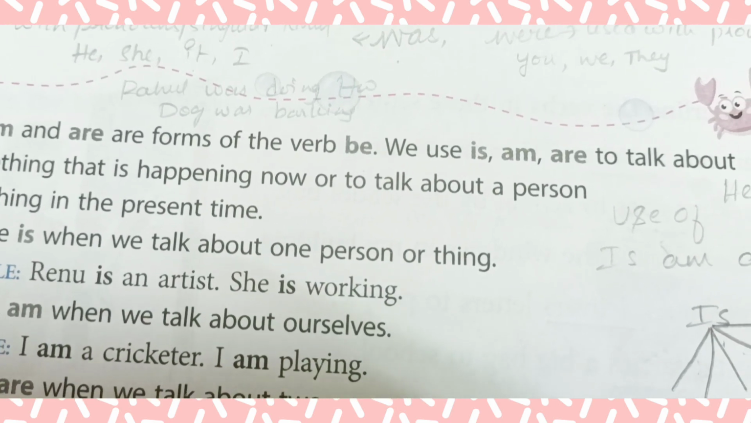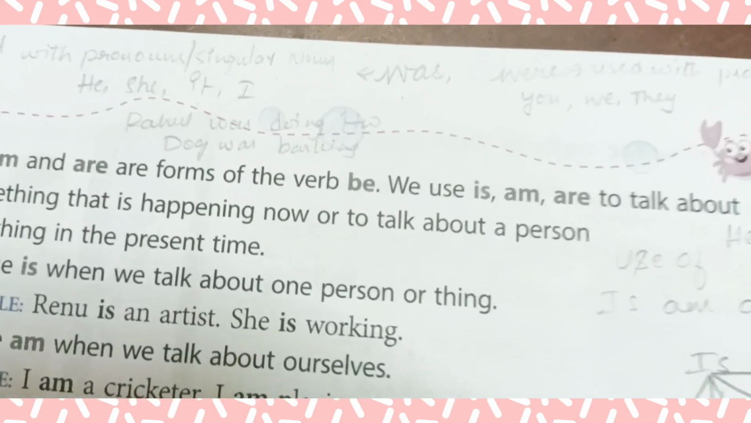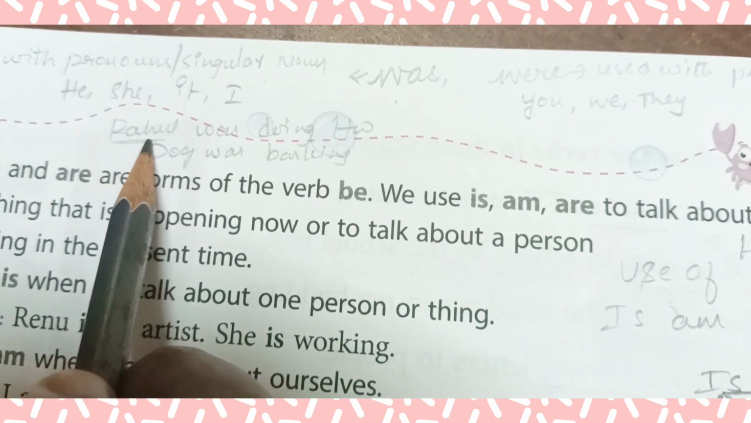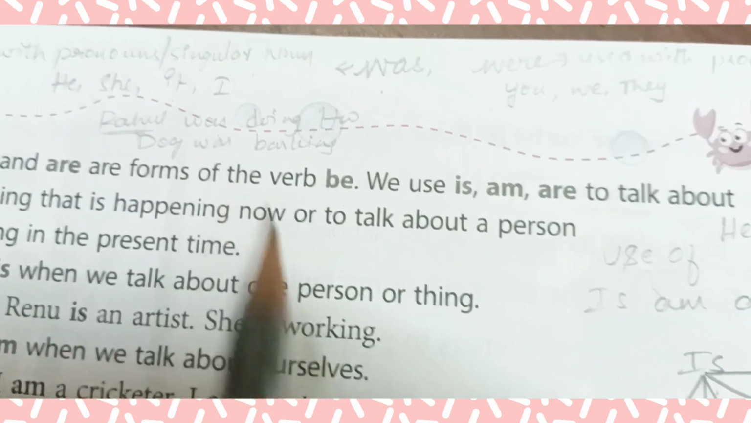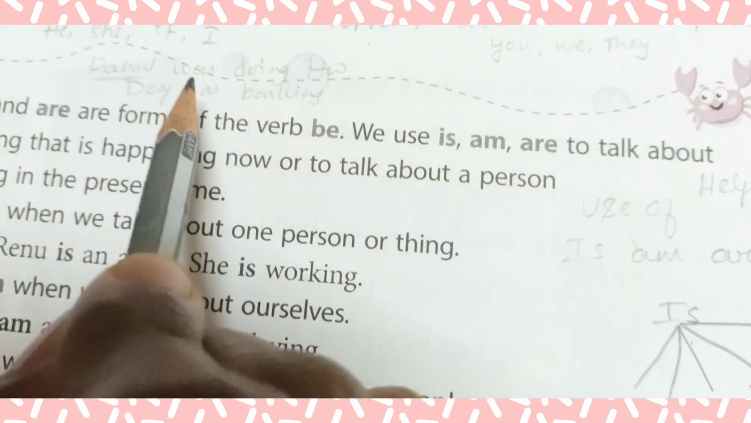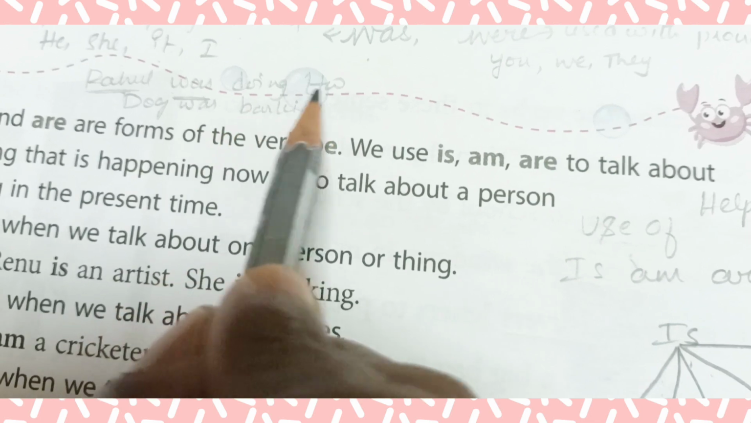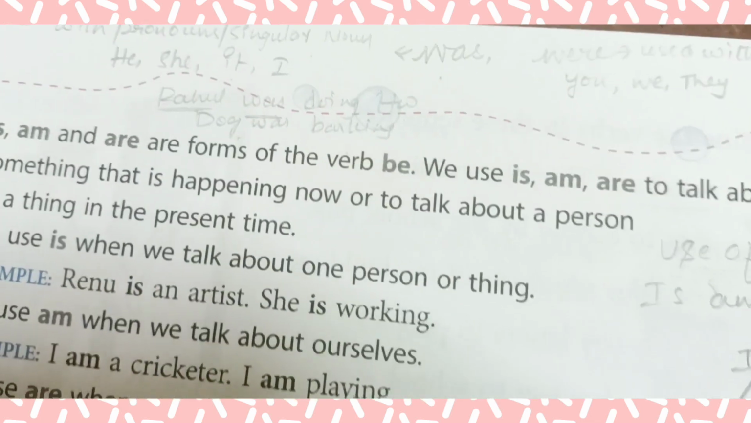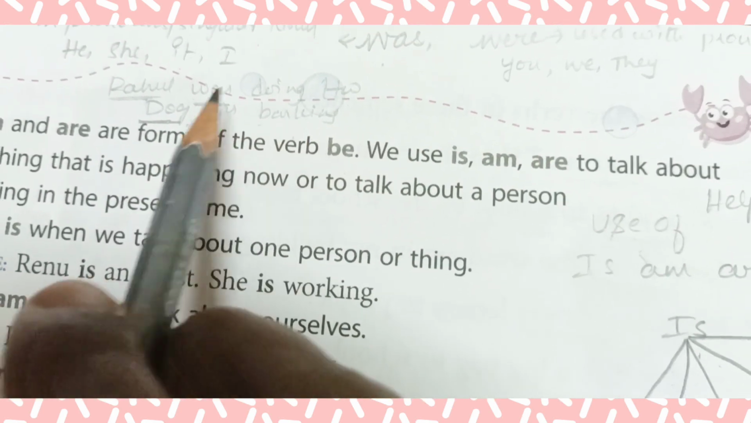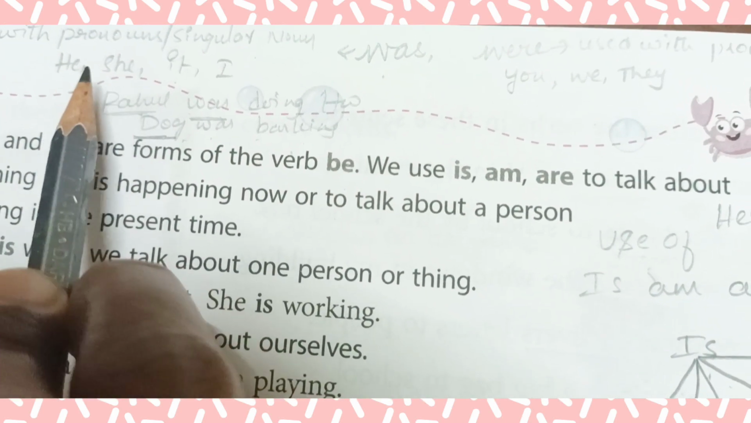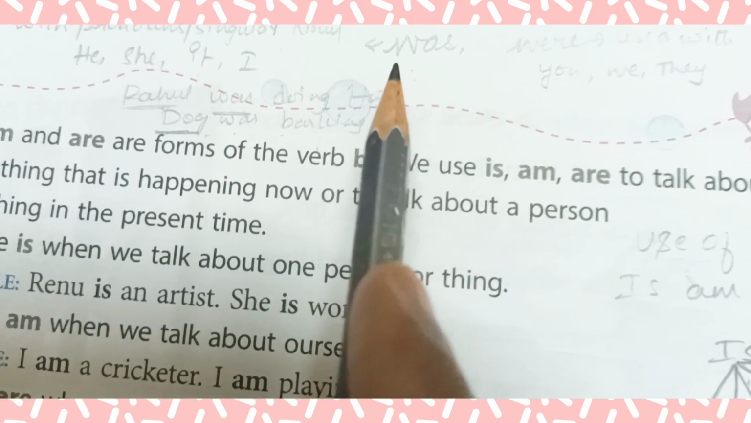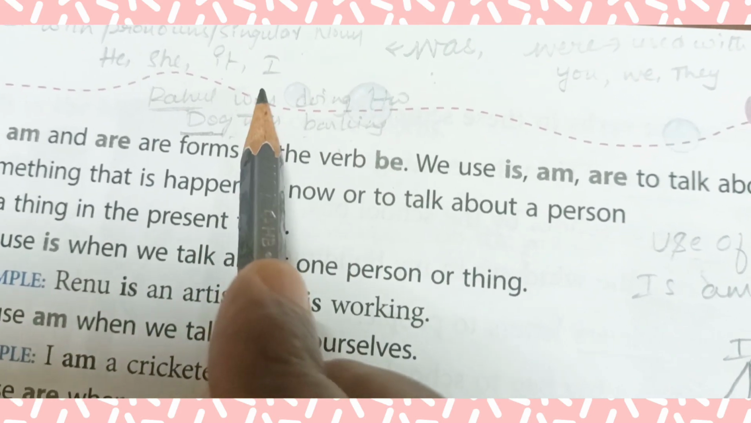For example, Rahul was doing homework. Here Rahul is a noun, and Rahul is only one, right? Only one singular noun. So we have used was here. Rahul was doing homework. The dog was barking. Only one dog is there. Dog is a noun. So we use was only with singular nouns.